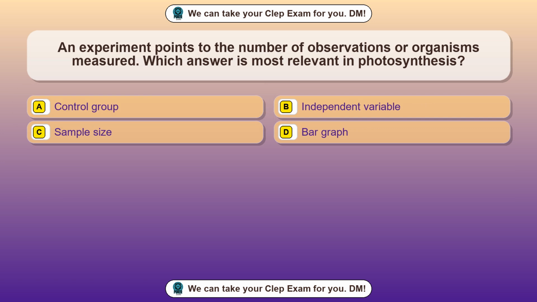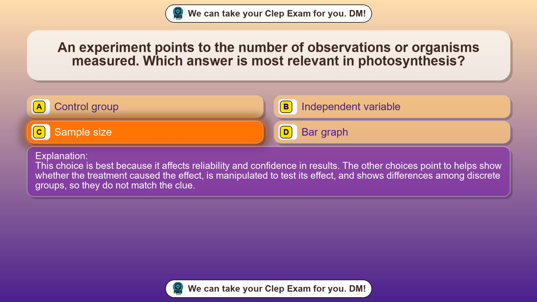Question 29. An experiment points to the number of observations or organisms measured. Which answer is most relevant in photosynthesis? Option A, control group. Option B, independent variable. Option C, sample size. Option D, bar graph. The correct answer is option C, sample size.